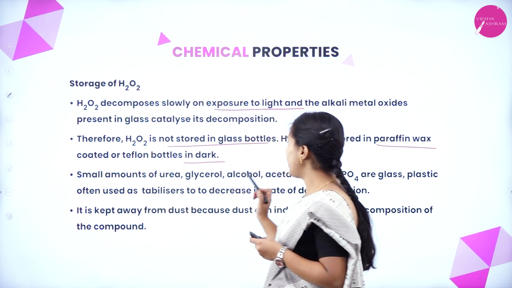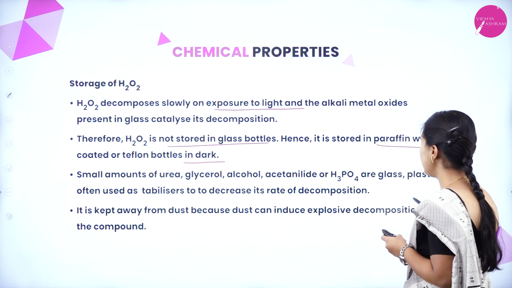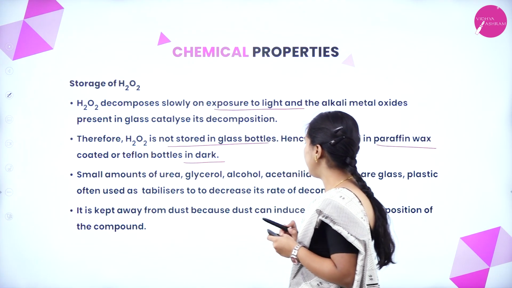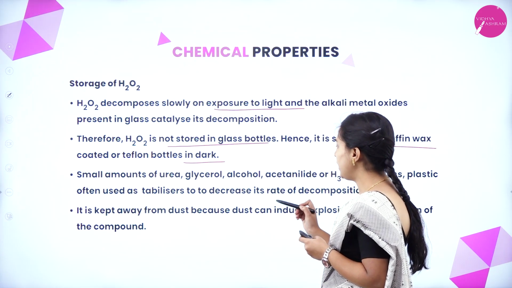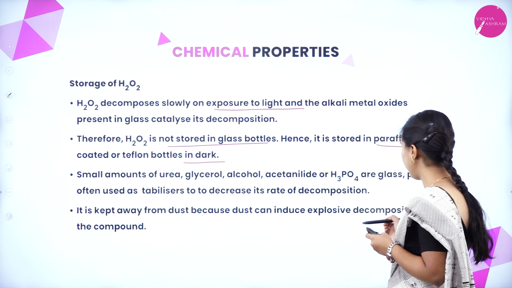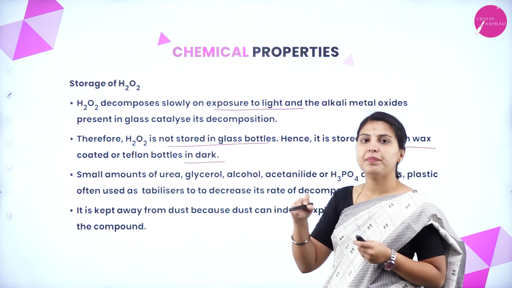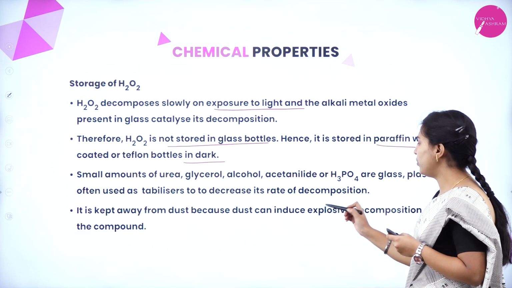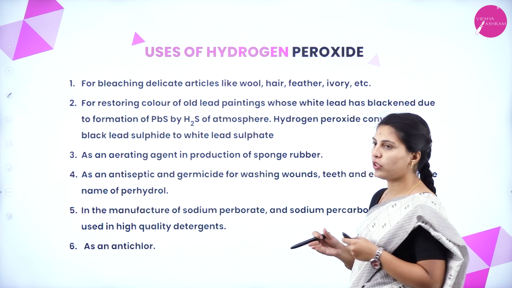Small amounts of urea, glycerol, alcohol, acetanilide or phosphoric acid are often used as stabilizers to decrease its rate of decomposition. It is kept away from dust because dust can induce explosive decomposition of the compound. It should not be kept in a dusty area, because it starts decomposition as an induced explosive decomposition. Next, uses of hydrogen peroxide.